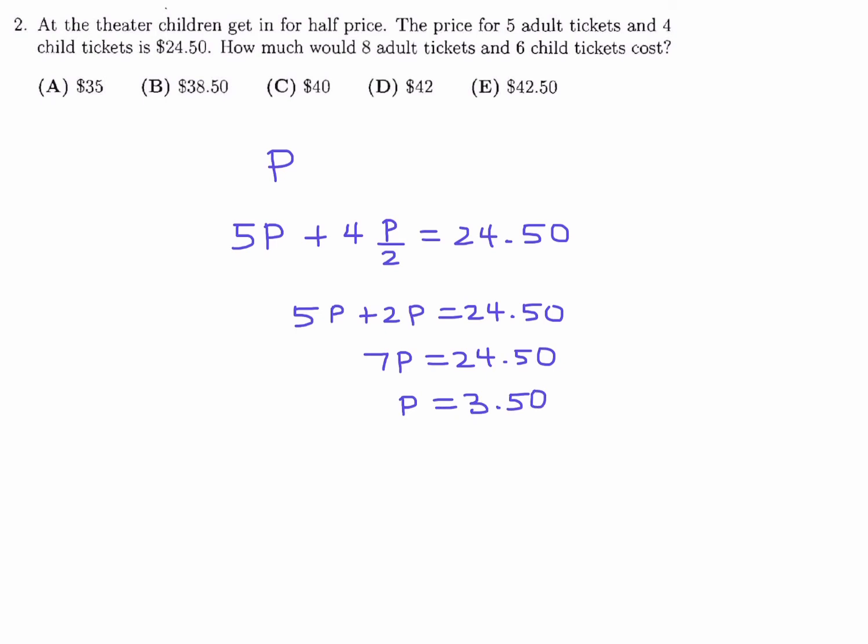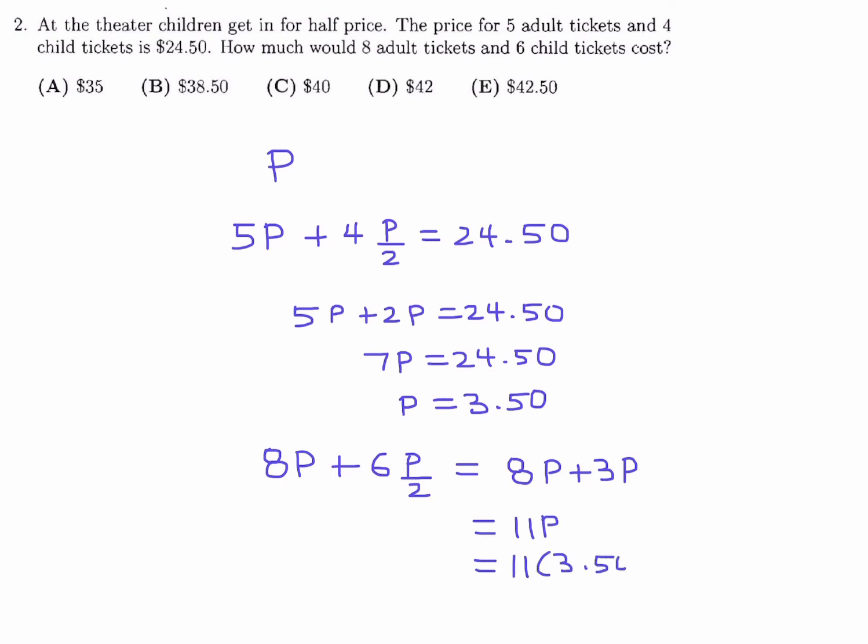The second part asks me to figure out 8 adult tickets and 6 child tickets. Well, that's going to be 8P plus 3P, which is 11P. And since P is equal to $3.50, substitute that in, and you get $38.50. So number 2, the answer is B.